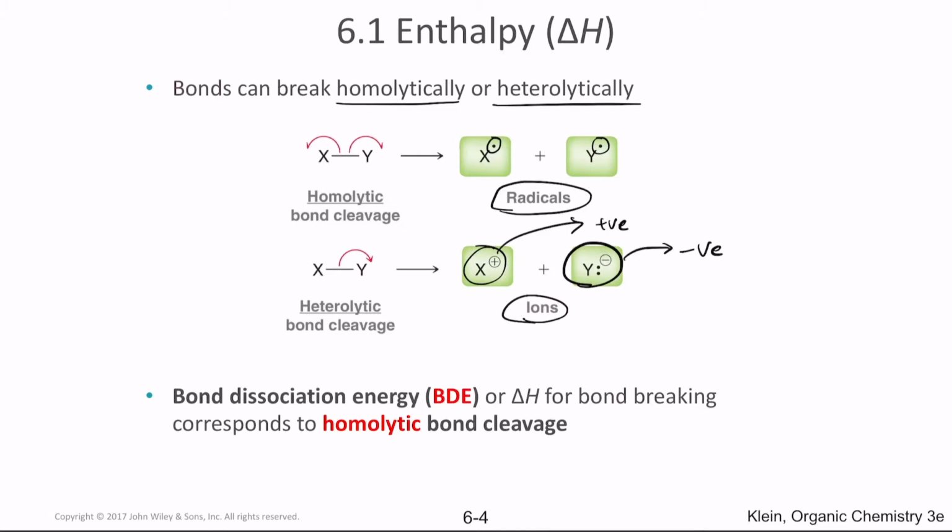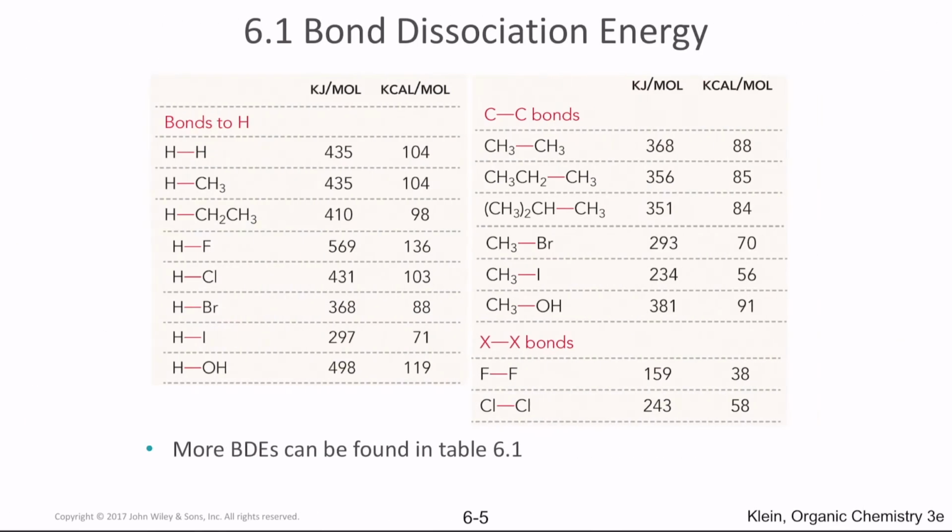Now the energy to break the bond in homolytic cleavage, we call that the bond dissociation energy, or delta H for bond breaking corresponds to the homolytic cleavage. So enthalpy in general does not refer to the heterolytic cleavage, it actually refers to the homolytic cleavage. So remember, this is very important because ions are different from radicals. Radicals work in a different way and ions work in a different way.